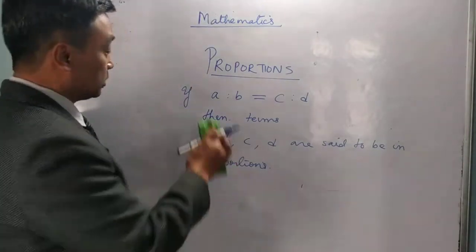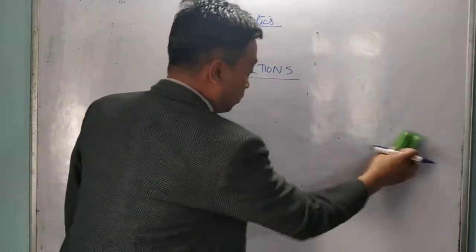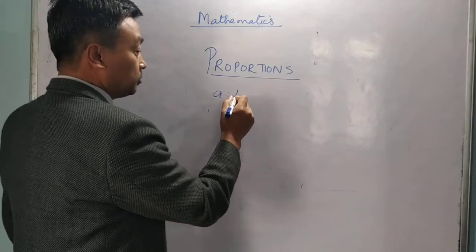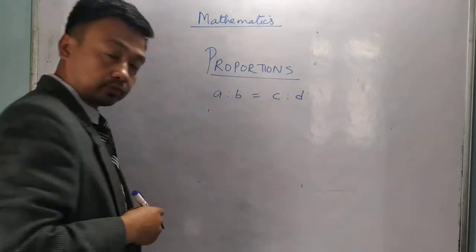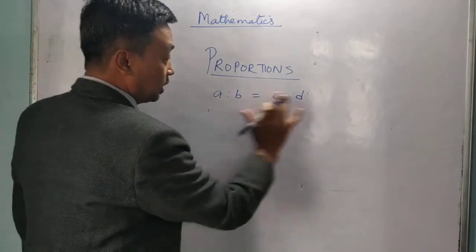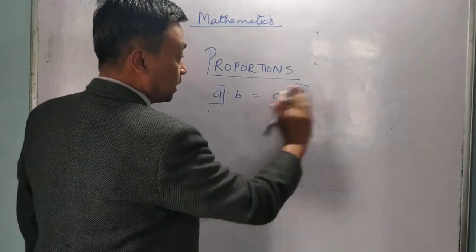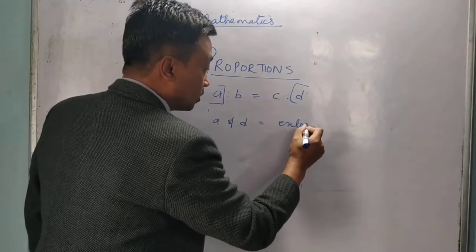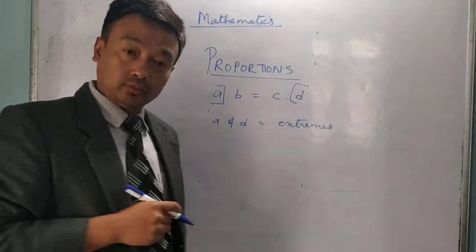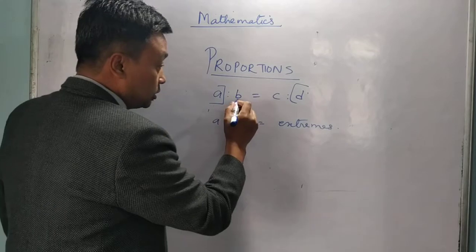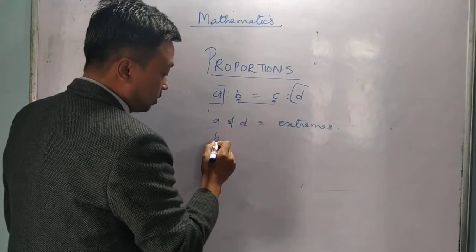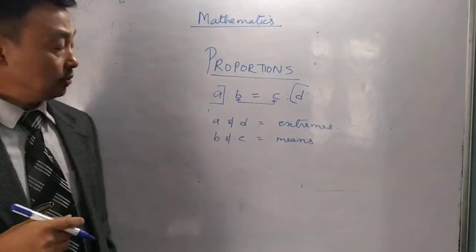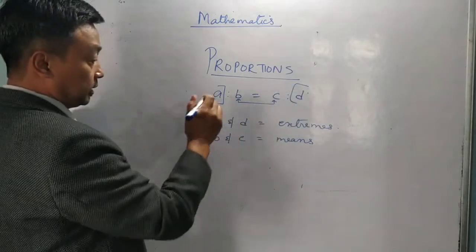Now let us try to get one formula kind of thing for the proportion. We have just found that A is to B equals to C is to D. If you see here in this ratio, out of these four terms, this A and D are at the extreme ends. So this A and D are called extremes. Okay, and these two terms which are in the middle, B and C, are called means.